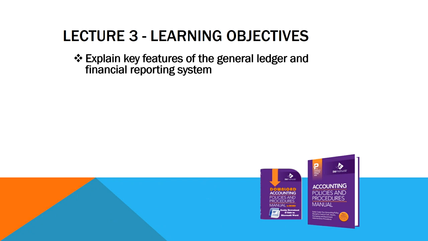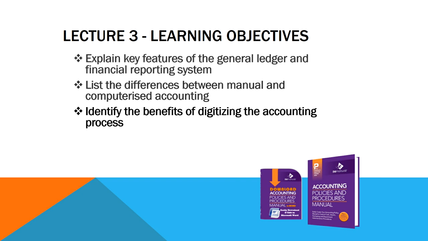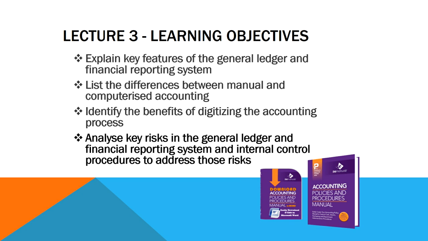At the end of this lecture, you will be able to do the following. You'll be able to explain key features of the general ledger and financial reporting system. You'll be able to list the differences between a manual and a computerized accounting system. You'll be able to identify the benefits of digitizing the accounting process, as well as analyze key risks in the general ledger and financial reporting system, as well as internal control procedures that will address these risks.